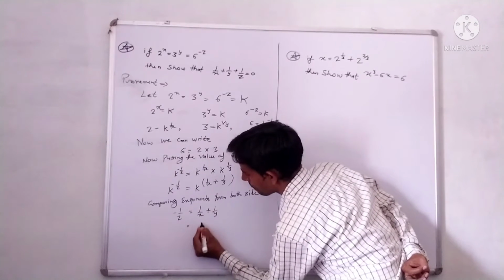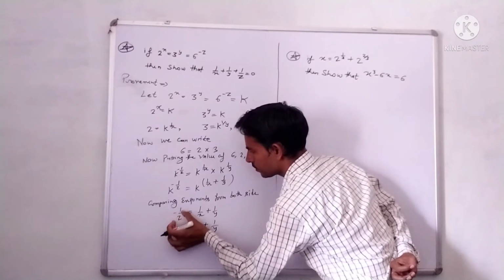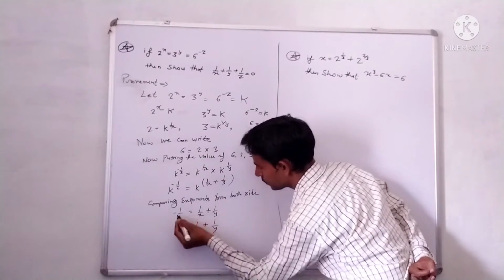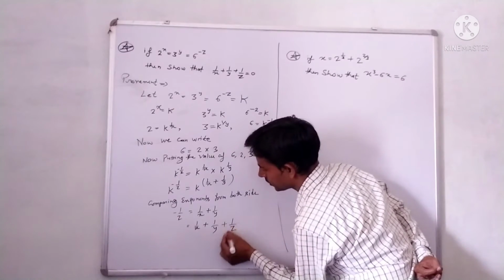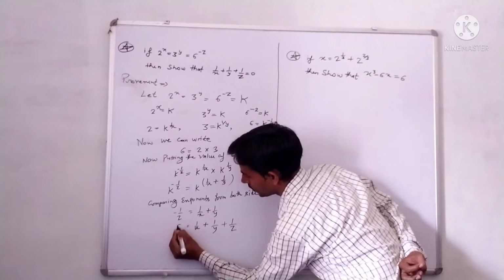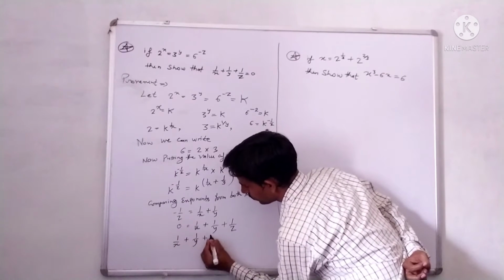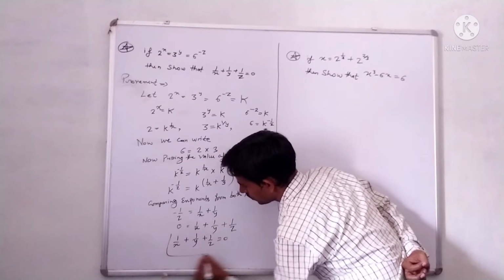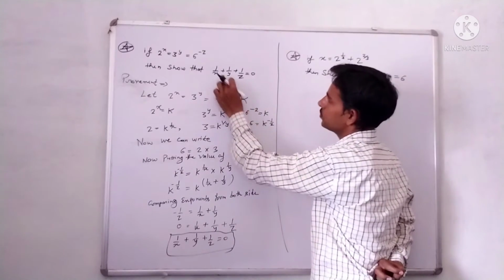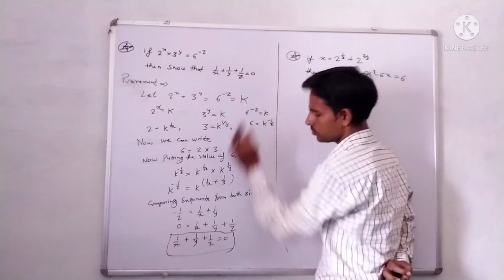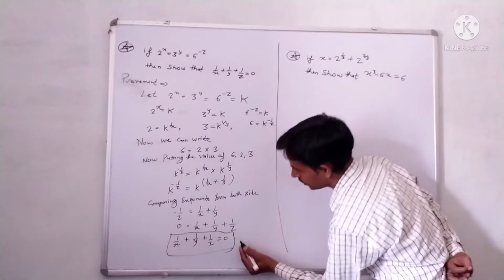Again we can write 1 upon x plus 1 upon y. We can take minus 1 upon z in this side, so it will change its sign like this: 1 upon z, its sign will be plus, and here is 0. We can write 1 upon x plus 1 upon y plus 1 upon z equal 0. This is what we have to show: 1 upon x plus 1 upon y plus 1 upon z equal 0, and it is our movement.